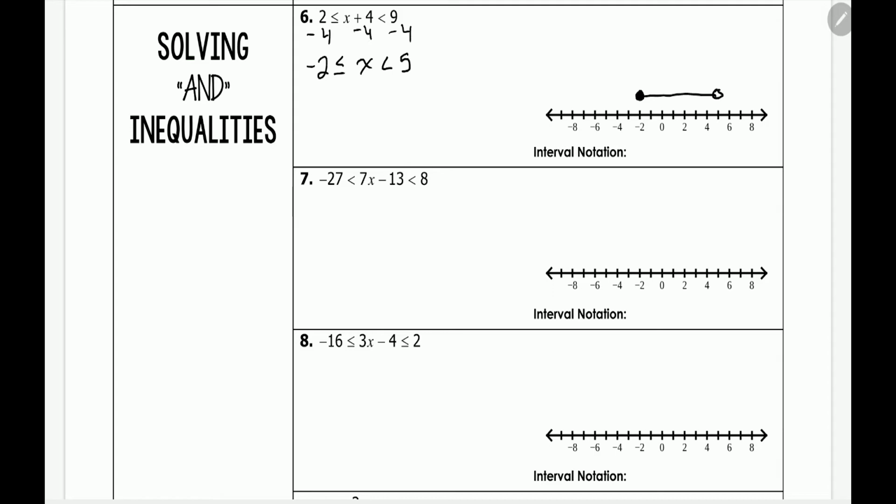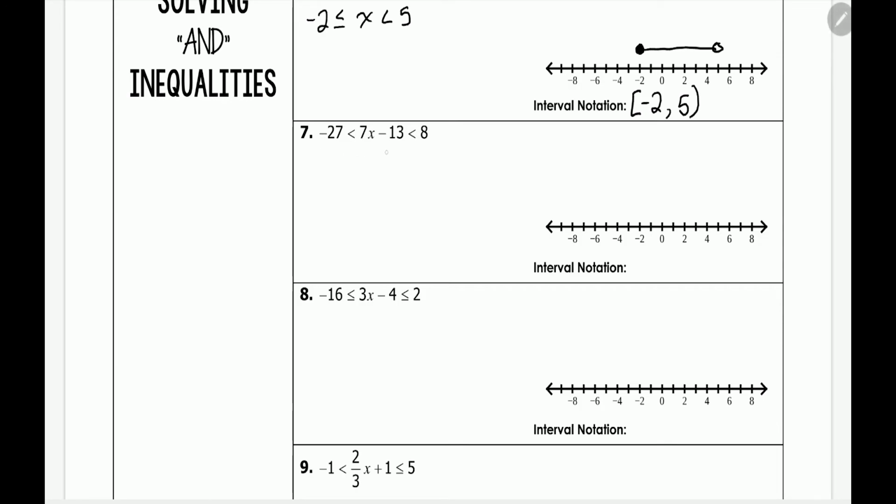And for your interval notation, you start from the left. You take a pit stop at -2, and it's a closed circle. And you can go until 5. It's an open circle, so we have parentheses. That's it. Let's take a look at number 7.